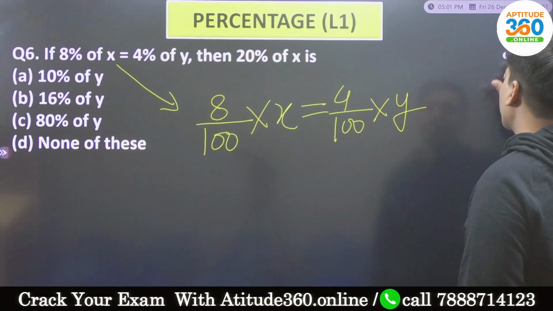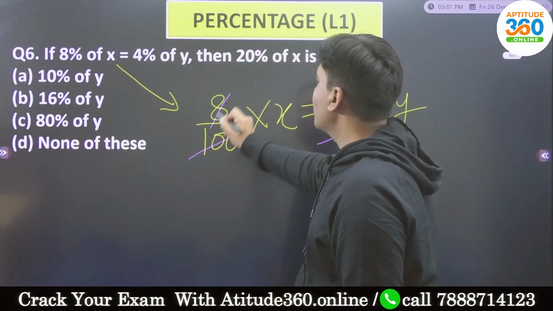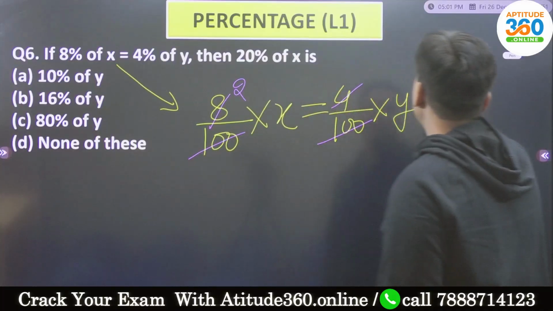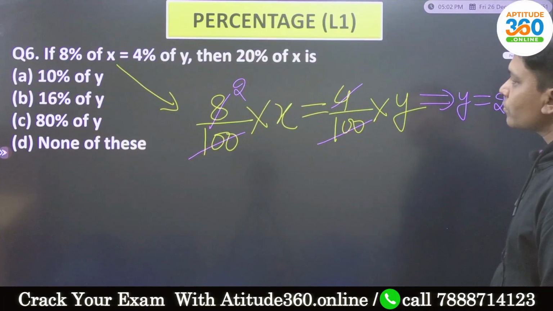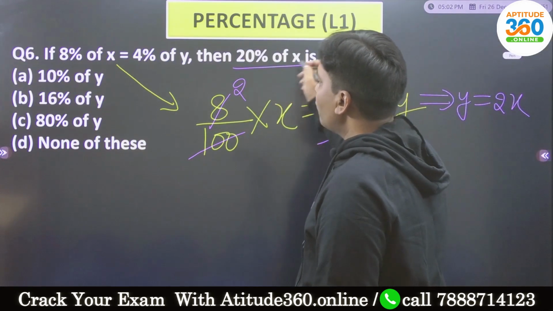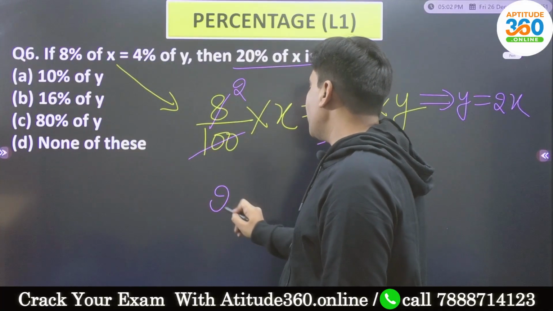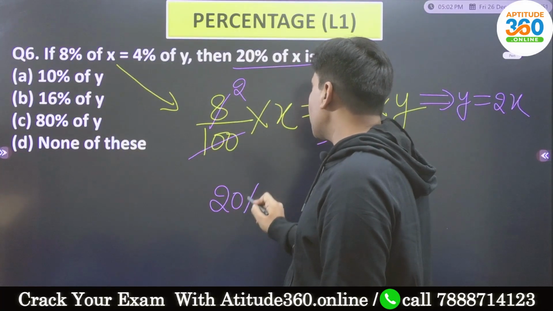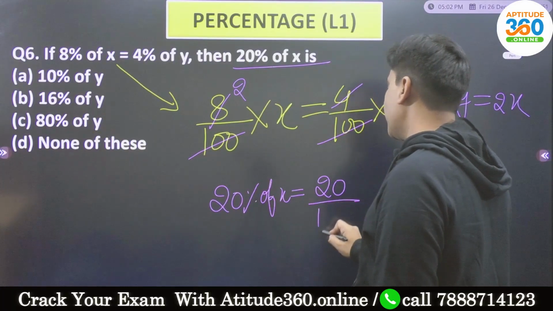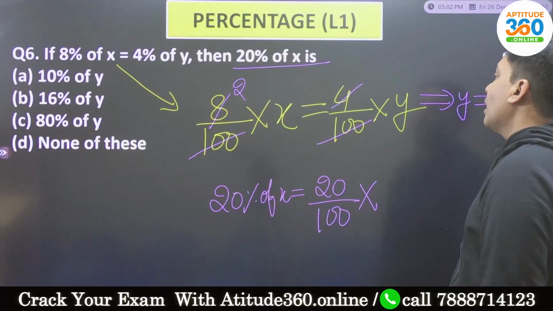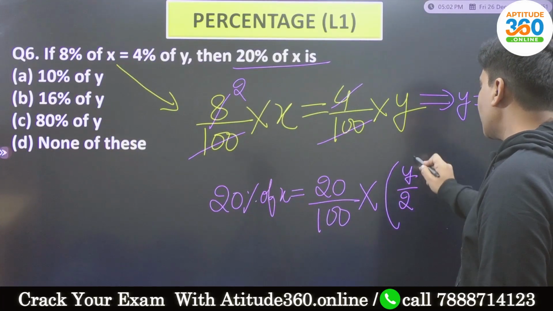ऐसे ही तो लिखेंगे. ठीक है जी. Now 100 and 100 are gone. This is 2. So can I write over here that y is nothing but 2 times of x, 2x. Then 20% of x. Now 20% of x वो क्या कह रहा है कि मेरे को y के टर्म पे दिखाओ. How do you find out 20% of x? 20% को आप लिखोगे 20 by 100, right? x is nothing but y by 2.